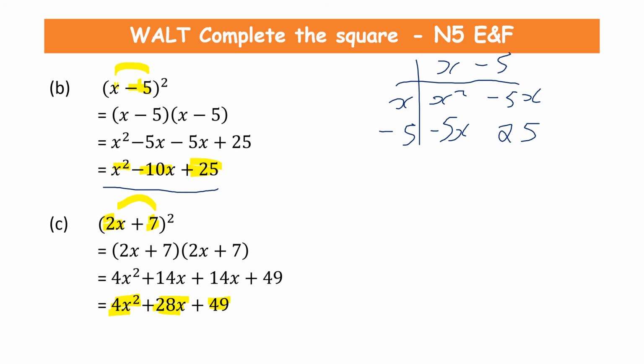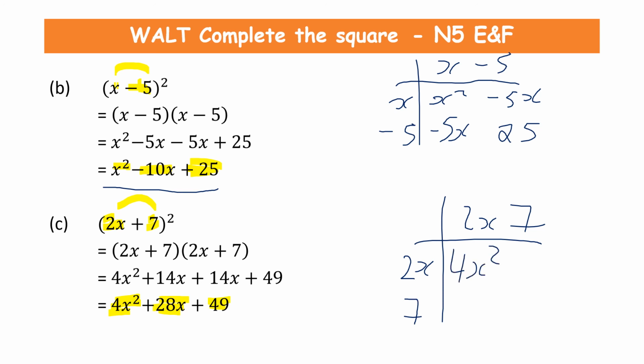So in the grid method, I'll do this as neatly as I can, it's hard with this pen. 2x plus 7 on the top. 2x plus 7 down the side. 2x times 2x, 4x squared. 2x times 7, 14x. 7 times 2x, 14x, and 7 sevens, 49, which is exactly what we want.